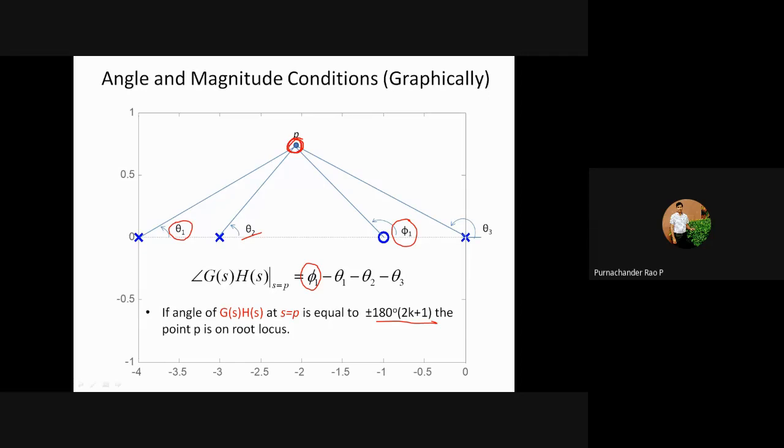Okay, if you take this point and measure all the angles theta 1, theta 2, theta 3 and phi 1, then you use this formula to compute the angle. If this satisfies plus or minus 180 degrees, then this point is said to be on the root locus, or it is a closed loop pole. Otherwise it will not be a closed loop pole. So that is the angle condition.